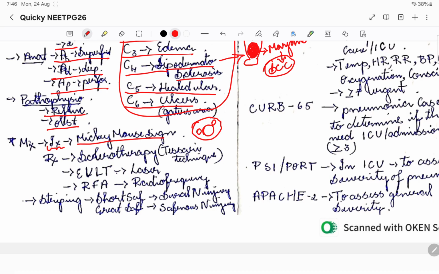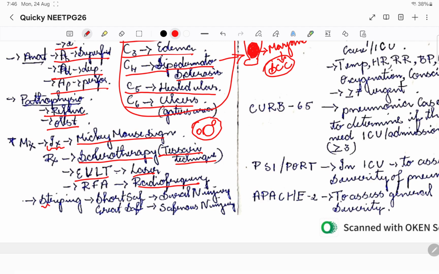Then coming to management, if it is telangiectasia and all, I will go for sclerotherapy. That is the Tessari technique that we use for sclerotherapy. And now we are not doing stripping and all; it is going to be the advanced way, that is laser or radiofrequency management that we use, RFA and EVLT. Okay, so laser management and radiofrequency management is what we do now.